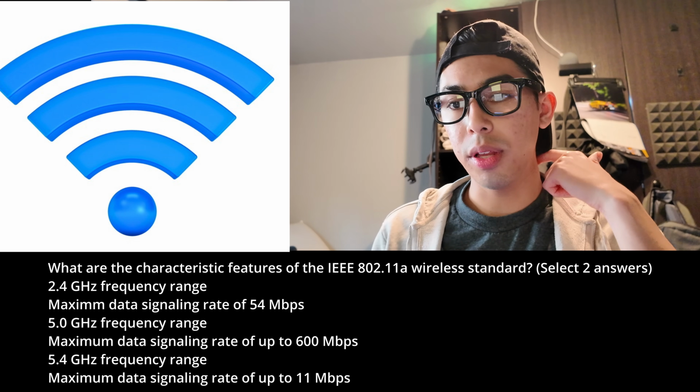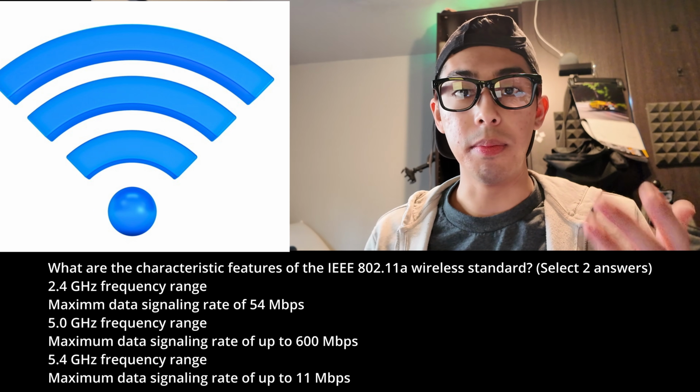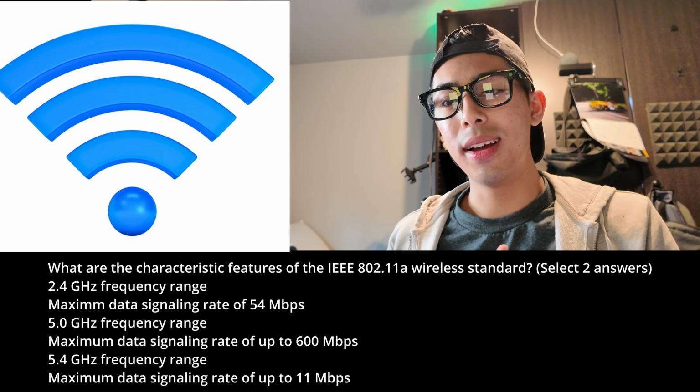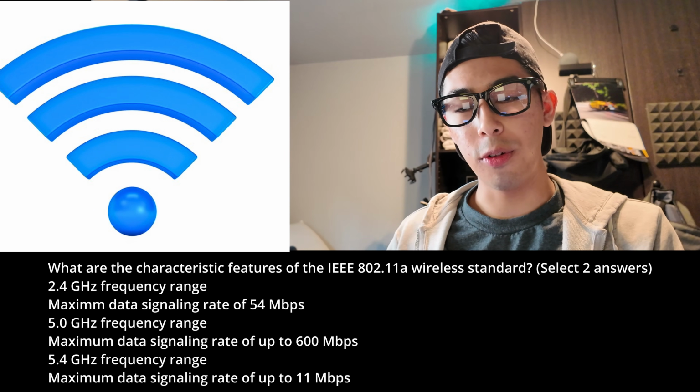It's not at the very bottom with 11 megabits per second. That's actually going to be for 802.11b. Think of B for beta, so a little bit slower data signal rate. That one's reserved for that.